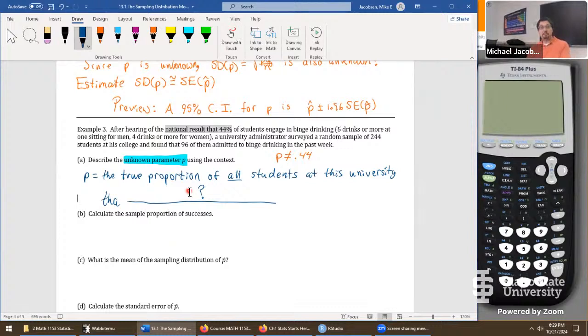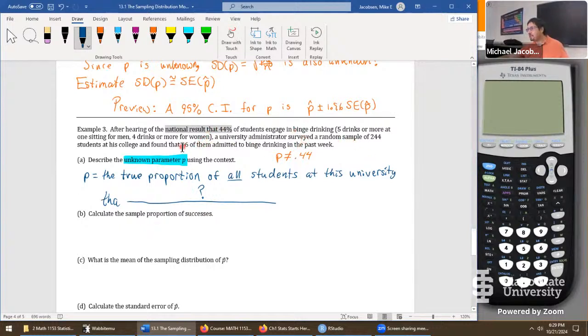Exactly. It's the admitting to binge drinking that is the success in this problem. Again, that's weird. A success is not necessarily the good thing. It's just something that we're interested in. Why did we decide binge drinking and not binge drinking is what we're interested in? Well, it's kind of the way you said it.